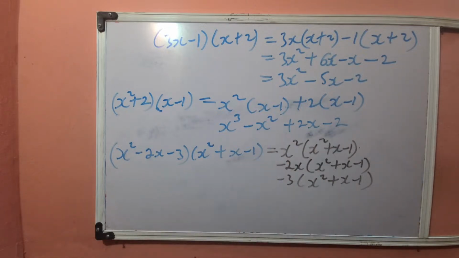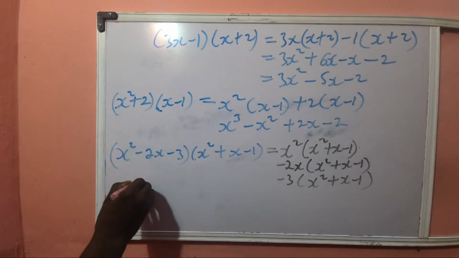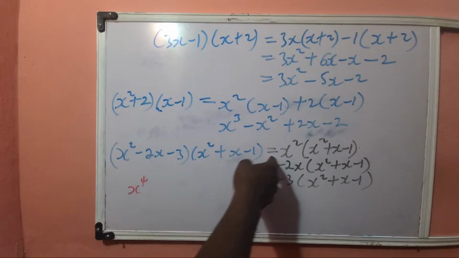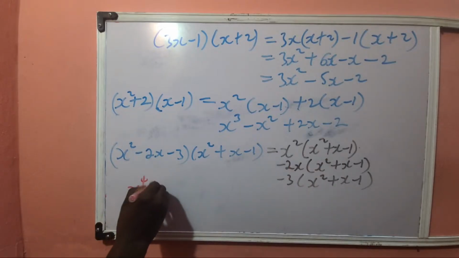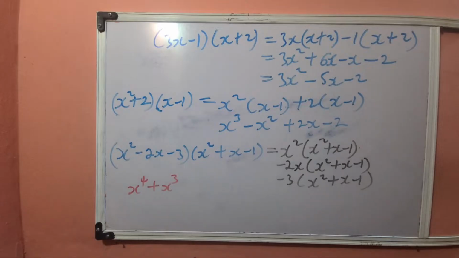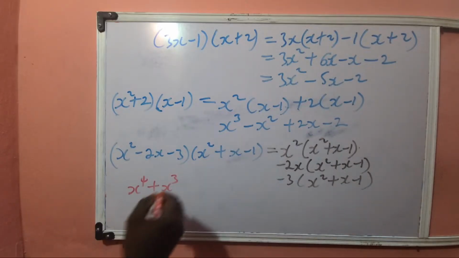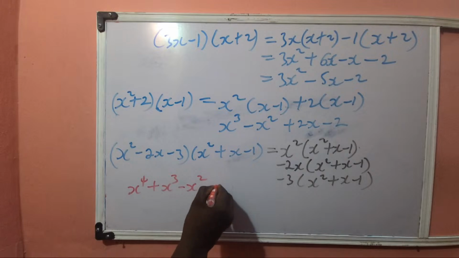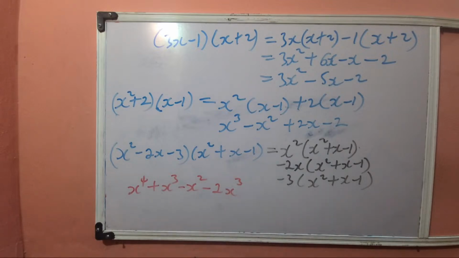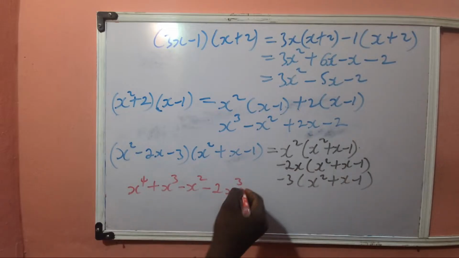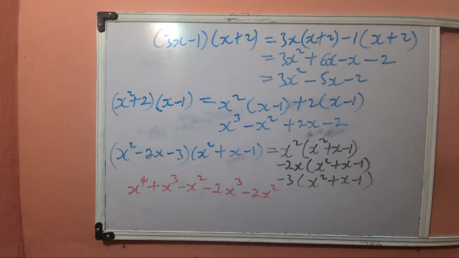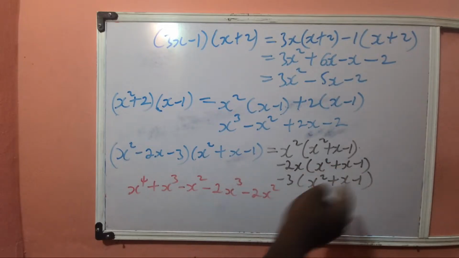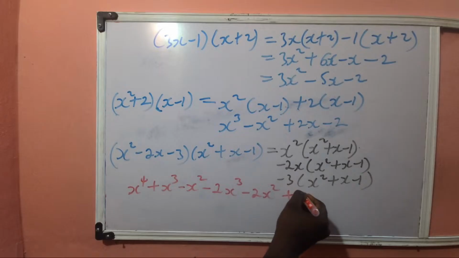X squared times x squared will give you a value of x raised to the power 4. X squared times x will give you a value of x cubed. X squared times minus 1 will give you a value of minus x squared. That's that about the very first bracket. Then the next one we have minus 2x times x squared. You'll be having minus 2x cubed. Then minus 2x times x, you'll be having minus 2x squared. Then minus 2x times minus 1. Of course, minus times minus gives you plus 2x.